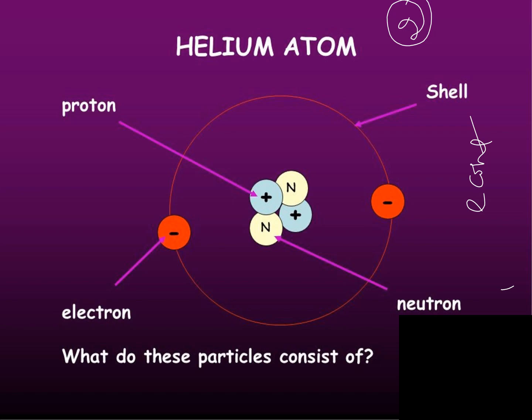But here, for instance, let us understand the helium atom. The atomic number is 2, so it has 2 protons, 2 electrons, and 2 neutrons. Okay. And what do these particles consist of? The electrons, protons, and neutrons, what do they do?